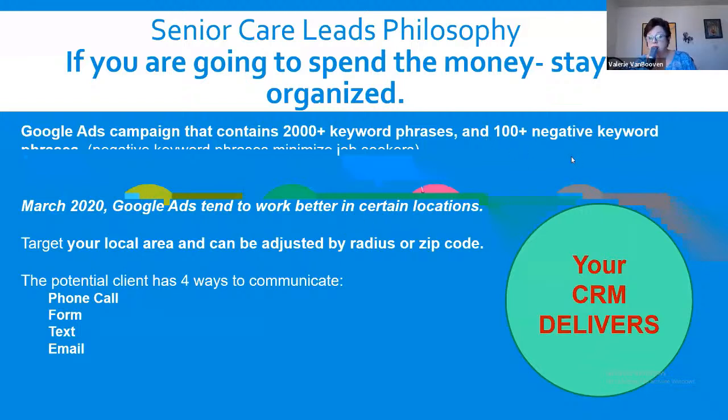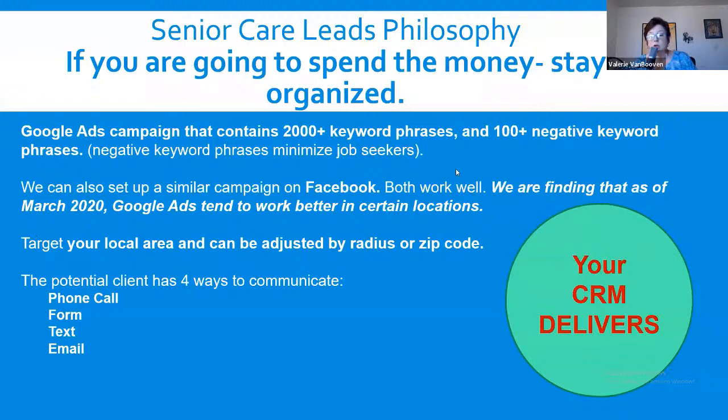We put that in there for you, and that way, if somebody types in home care jobs, your ad doesn't show up. We don't want job seekers on Google to waste your money clicking on it, so we try to avoid that. Okay, so that's what 100 negative keywords means.